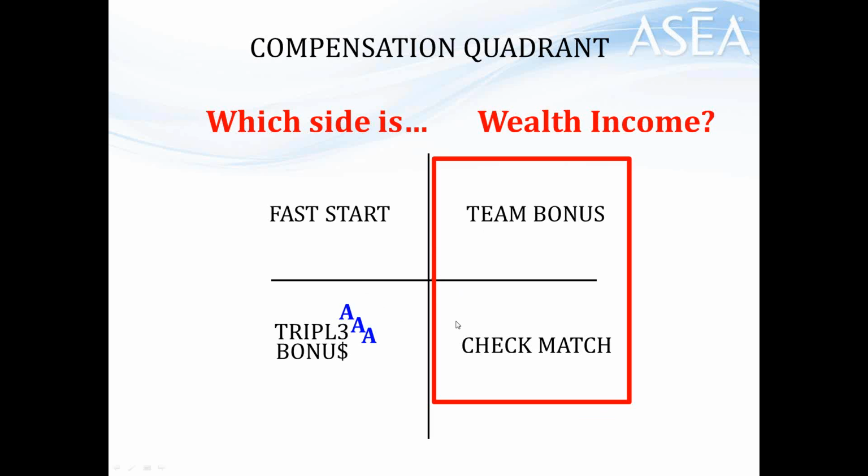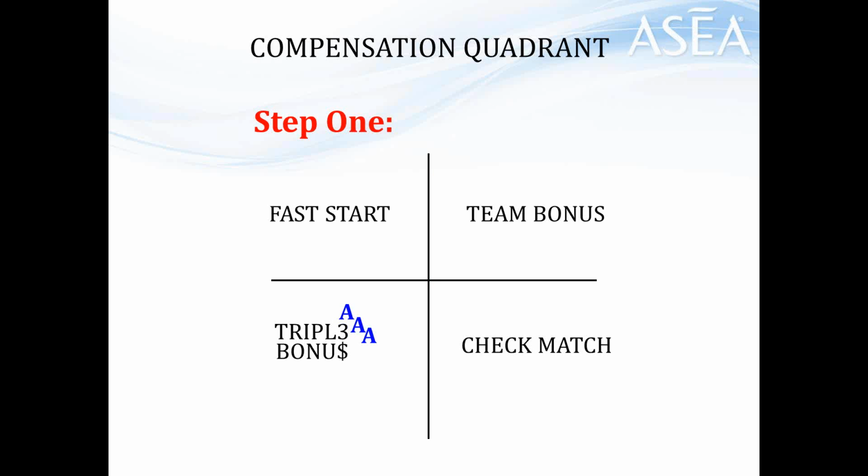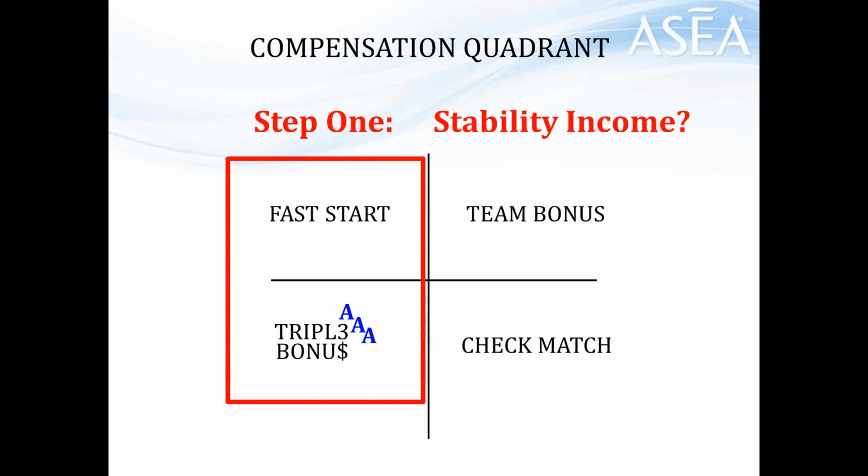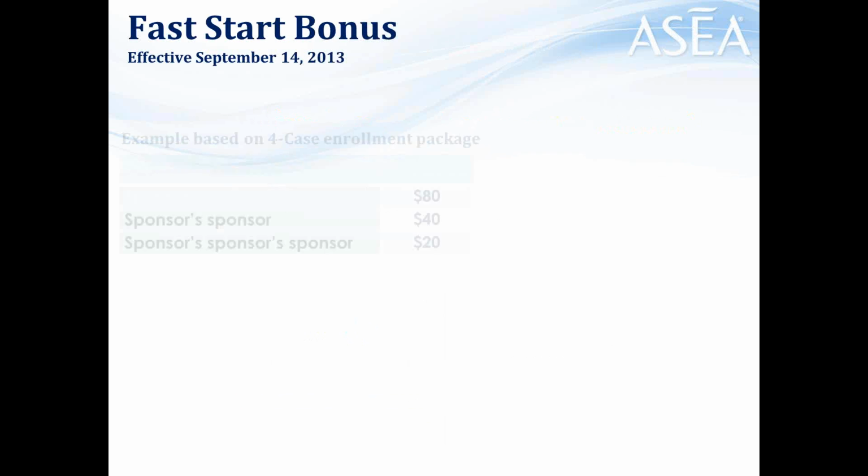Okay, this AAA bonus plan. If you wanted to get residually a free case of product, you would have to have at least 20 people in your group to do that. With the new AAA bonus program, you can do it with 4. We'll explain that in a minute. All right, step 1, let's talk about the stability income, starting with Fast Start.